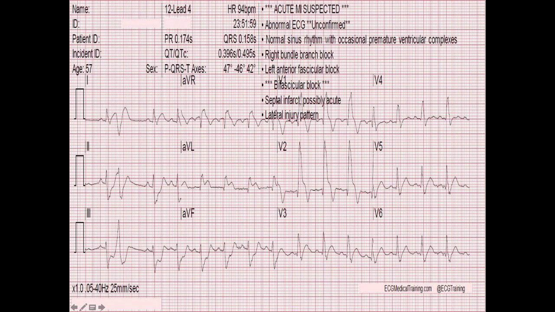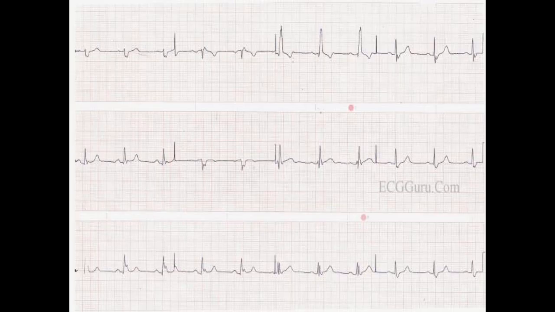And look at that. I have a left anterior fascicular block. I have a right bundle branch block. I have a bifascicular block right here. Even the computer got it right that time around. Imagine that. So this is another example of a bifascicular block. Our last one, a little bit different.